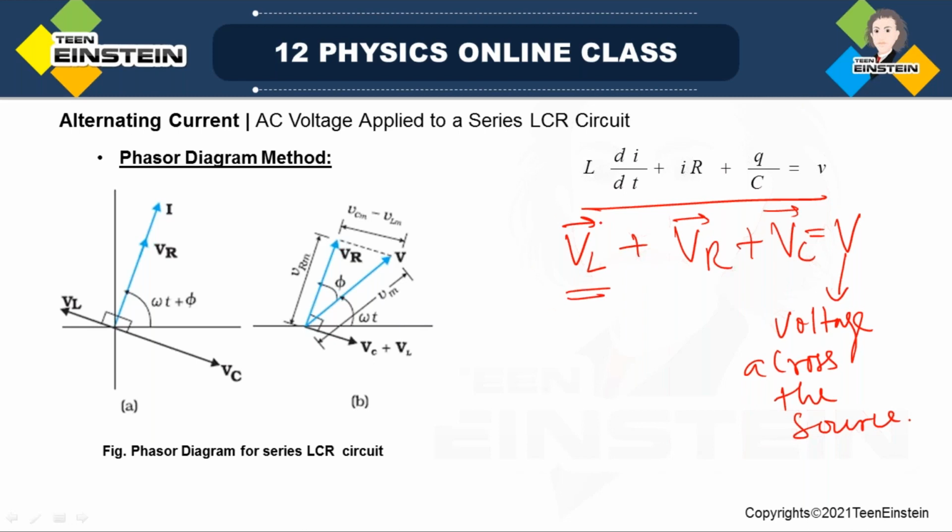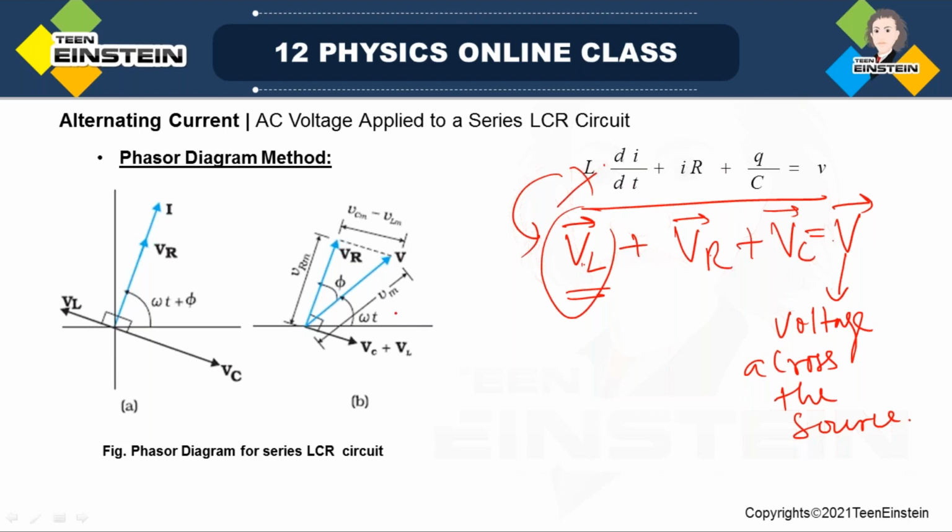So I hope you have understood this. These are the voltage drops. This is the voltage drop across this. I'm just writing from this equation to this. Since all of them are rotating vectors, I am giving an arrowhead over the head to denote these are vectors.